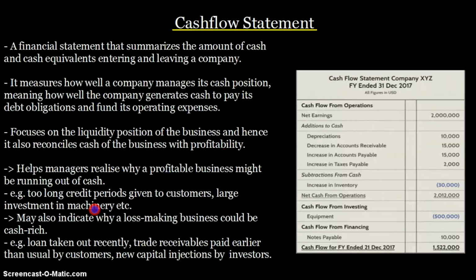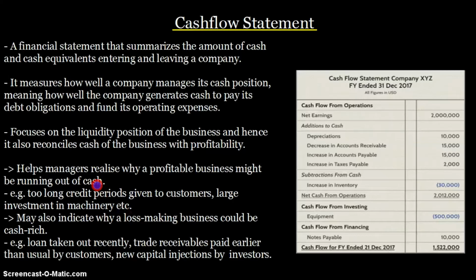This can lead to two situations. It helps managers realize why a profitable business might be running out of cash. A business is profitable, it's making a lot of profits, but it's running out of cash. And the opposite situation is that it is a loss-making business, but it is cash rich.